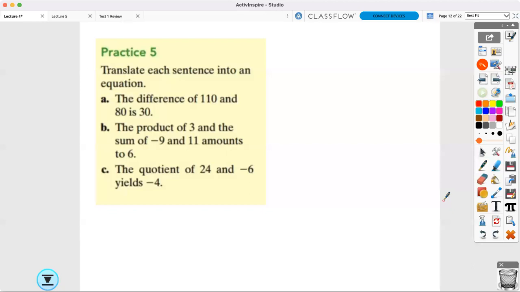All right. Anyone want to tell me what they got for A, for the equation? The difference of 110 and 80 is 30. Any volunteers? 110 minus 80 equals 30. That is correct. That was a good one. Anyone want to take a hit at B?